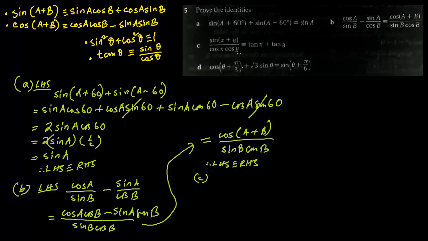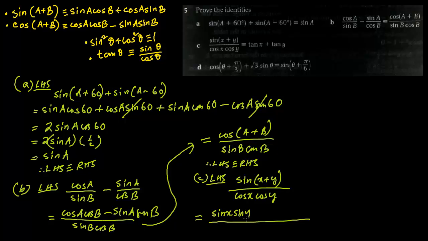Question number C. Question number C, we have on the left hand side sine x plus y divided by cos x cos y. So let's break this down. So what we can do is break the numerator as sine A plus B. So this would be sine A sine B plus, using this sum of angles identity, cos A cos B, and we have downstairs cos x cos y. Now what we have to do over here is we have to simplify.